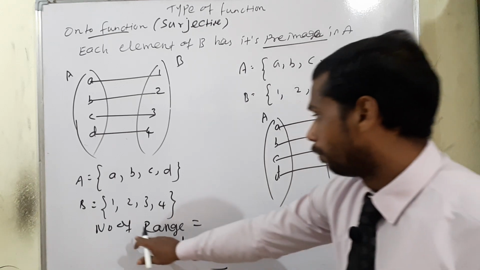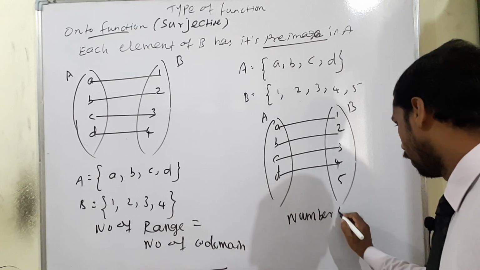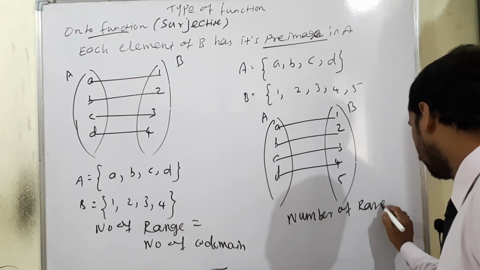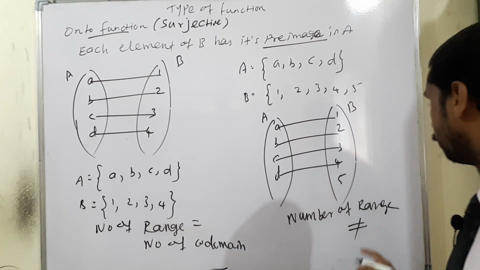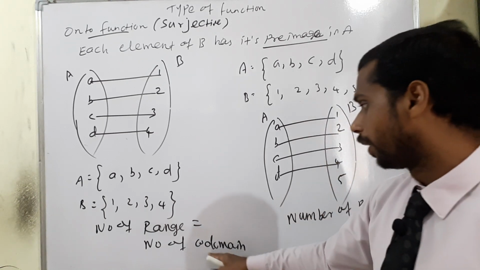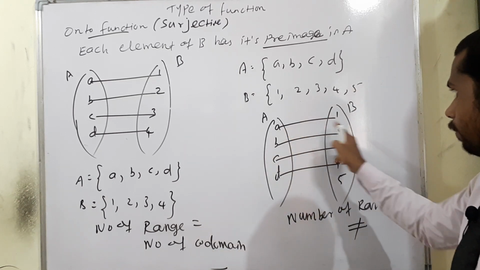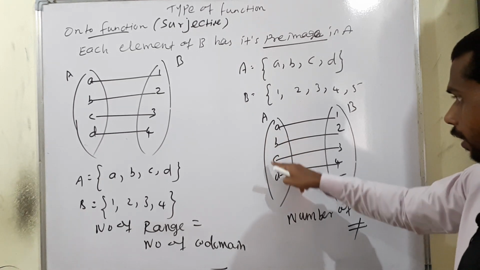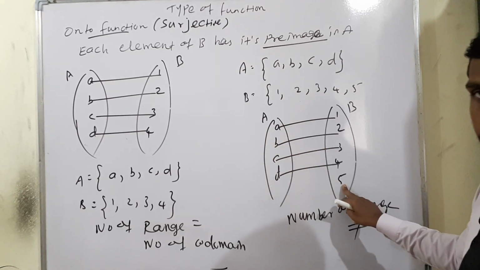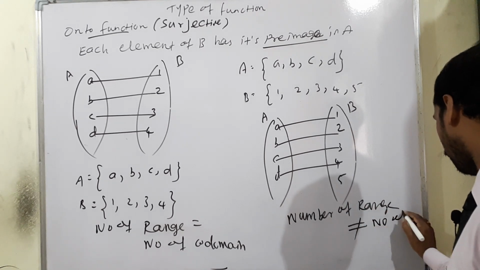Why? Listen very carefully. The number of range is not equal, isn't it? Because here the codomain has 5 elements, so the number of range is not equal to the number of codomain. Codomain means the B values. Each image has a pre-image, but A, B, C, D fill up and we have 5 elements there. Therefore the number of range is not equal to the number of codomain.